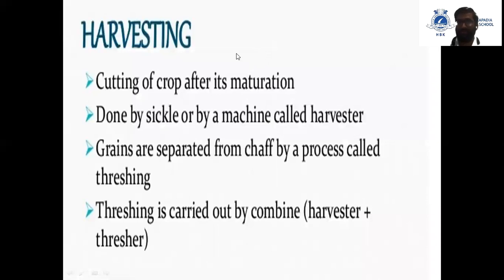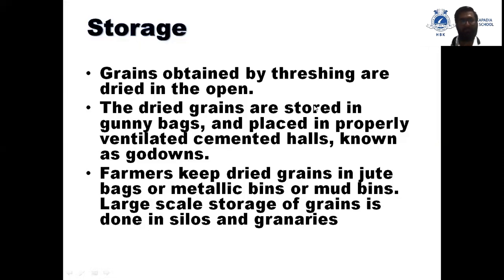Now, harvesting. Harvesting is cutting of crop after its maturation. It is done by sickle or by a machine called harvester. Grains are separated from chaff by a process called threshing. Threshing is carried out by a machine called combine, which is used as both harvester and thresher.